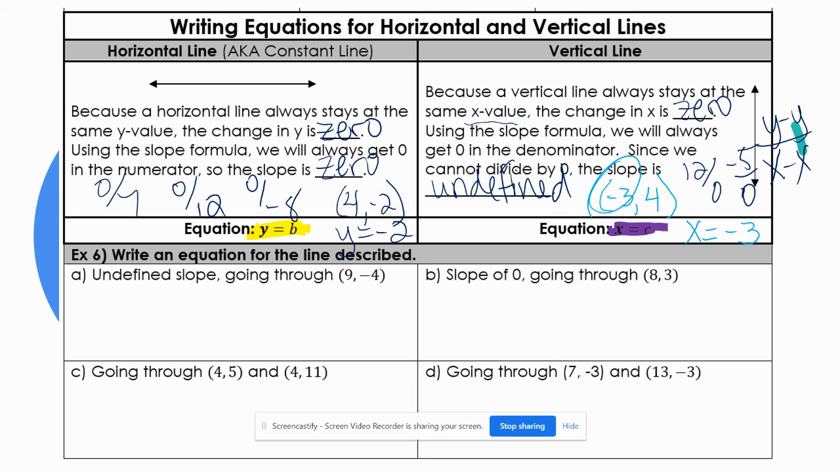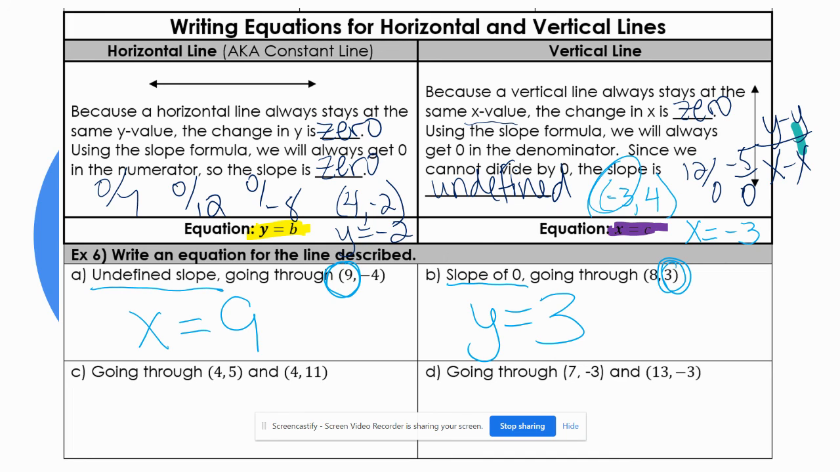So let's try a couple of these. I'm starting with undefined slope. Undefined slope has an equation of x is equal to, our x value in this ordered pair they gave us is 9, and so we write x is equal to 9. Letter B, we have a slope of 0. 0 slope is a horizontal line. It has the equation of y equals, the y value of our ordered pair here is 3, and so we'll do y is equal to 3.